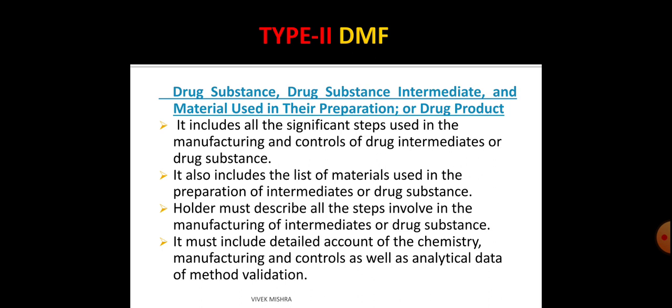That includes each and every step involved in the manufacturing of intermediates or drug substance. It must include a detailed account of the chemistry, manufacturing and control, as well as the analytical method validation. Manufacturers need to submit the documents of analytical method validation of intermediates as well as active pharmaceutical ingredients, meaning drug substance, to the FDA.